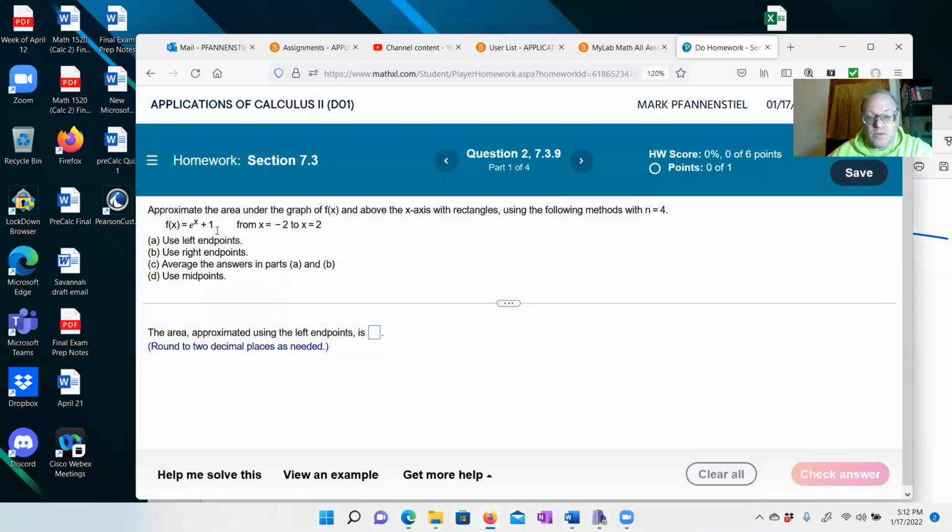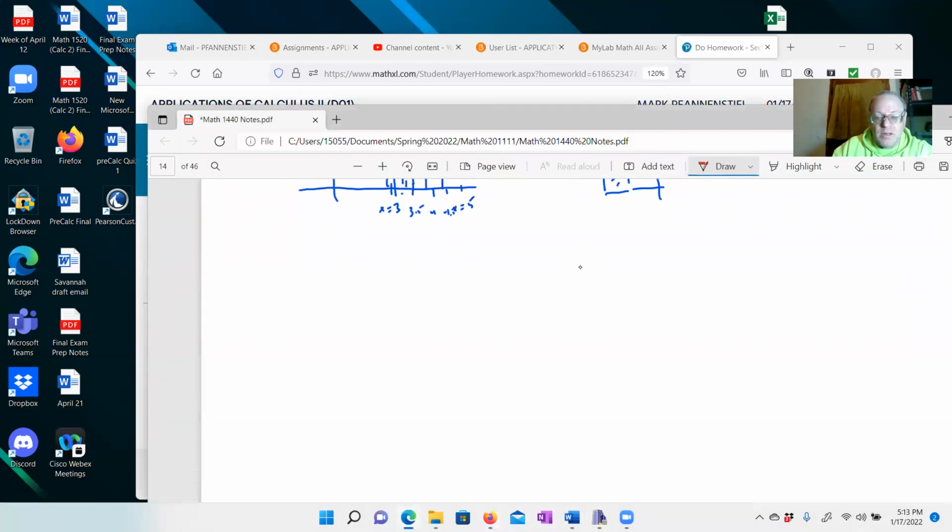For this one, it's e to the x plus 1, but we're going from -2 to +2 with n equals 4. So we still want 4 rectangles, same as the other one. But in this case, we have x equals 2 to x equals -2. So we have 2 minus -2 divided by 4. That's equal to 4 over 4, so that's 1. So in this case, our step size is going to be 1. We can say our delta x equals 1.